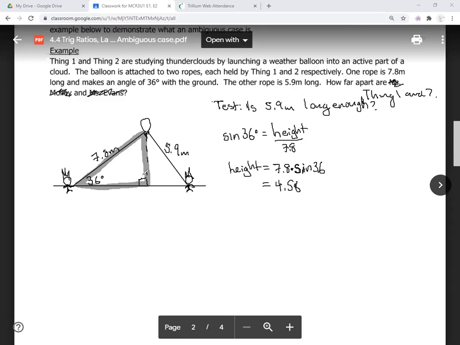4.58. So this dotted line is 4.58, right? Is 5.9 long enough to cover that? Absolutely. So 5.9 has to be diagonal. We're good, right? Confirmed.